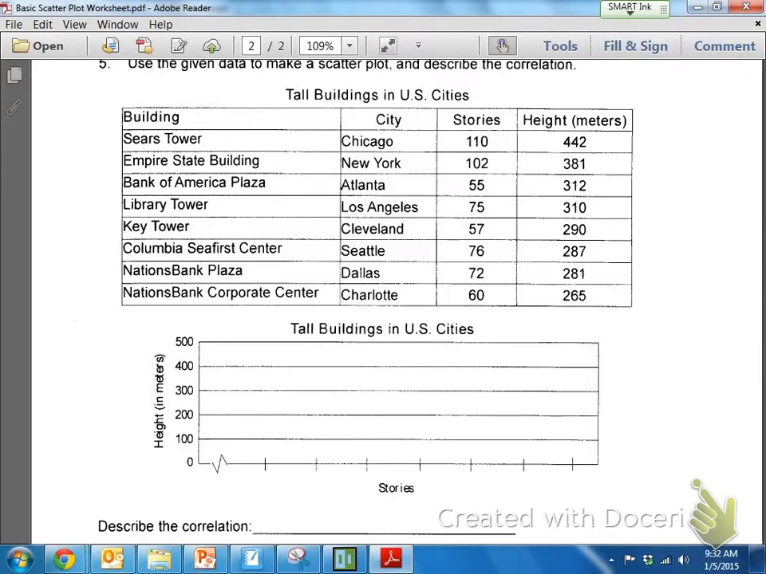Okay, here's another example of a scatter plot. Notice how we're given a table. We have a graph down below, and we have to be able to see if there's some sort of correlation. Again, positive, negative, or no correlation. So, now notice also what's unique here.